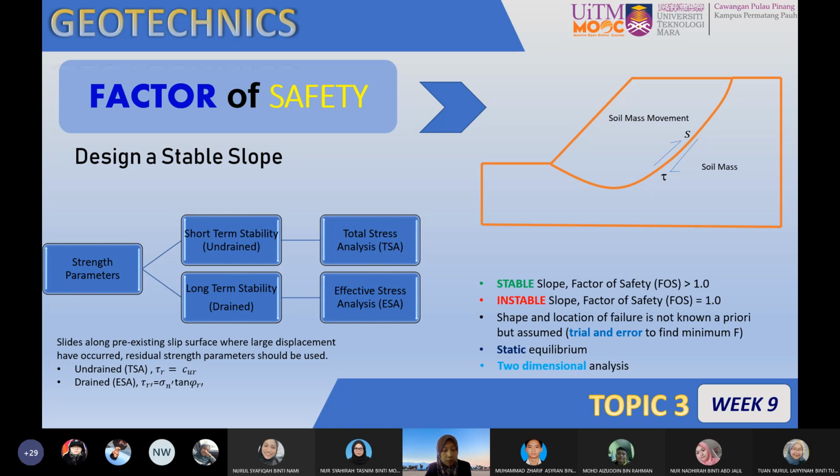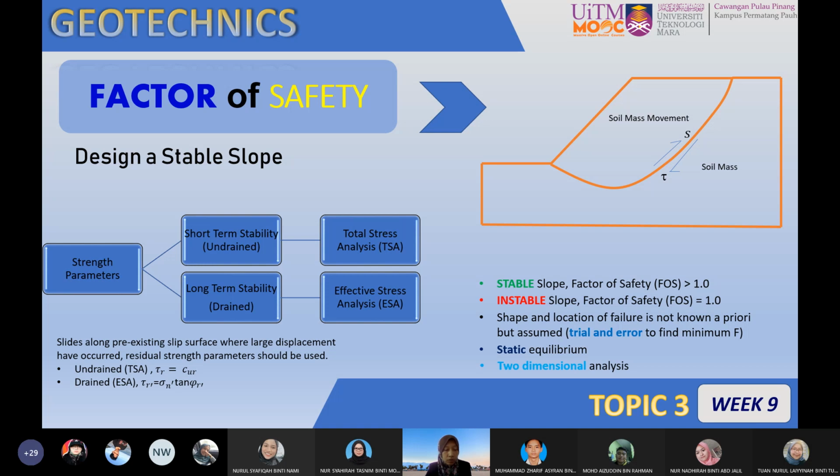If you have a slice along a pre-existing slip surface where large displacement has occurred, the residual shear strength parameters should be used. And for stability of the slope, to check whether the slope is stable or not, we are going to calculate FOS. The simple indicator that the slope is stable is to look at the value of FOS. If you have FOS more than 1, we can consider the slope stable. Meanwhile, if you have FOS less than 1, the slope is in an unstable condition.